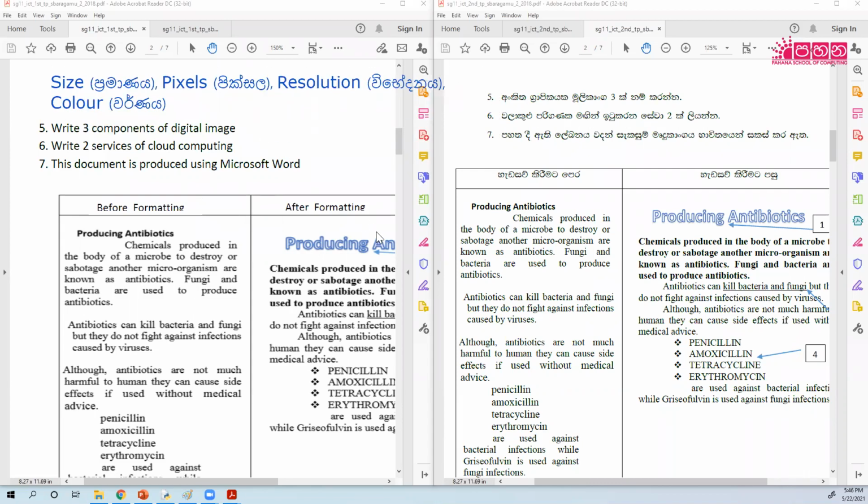So these are the answers for this one. The size means the size of the image. Pixels means all the raster images consist of a set of pixels. Then the third one, resolution means the number of pixels in a square inch. And finally the colors.